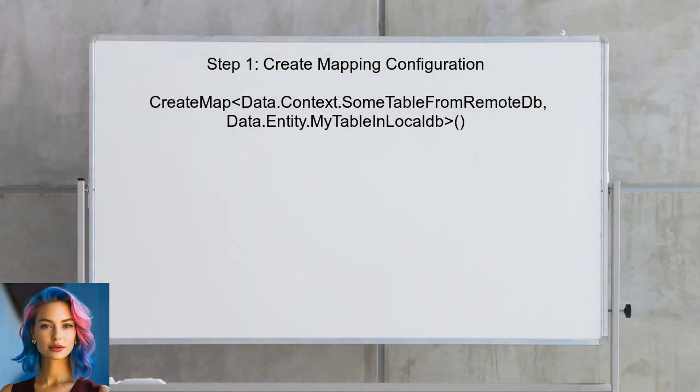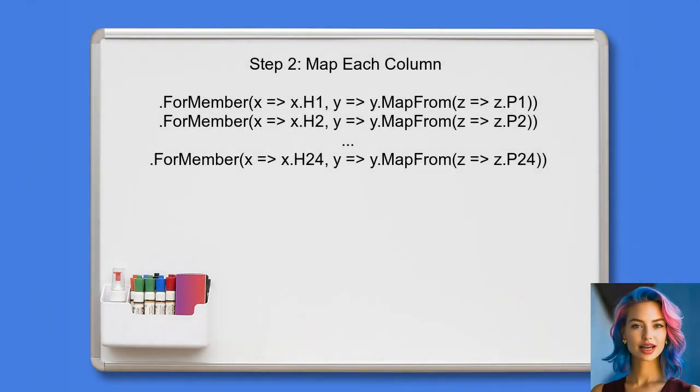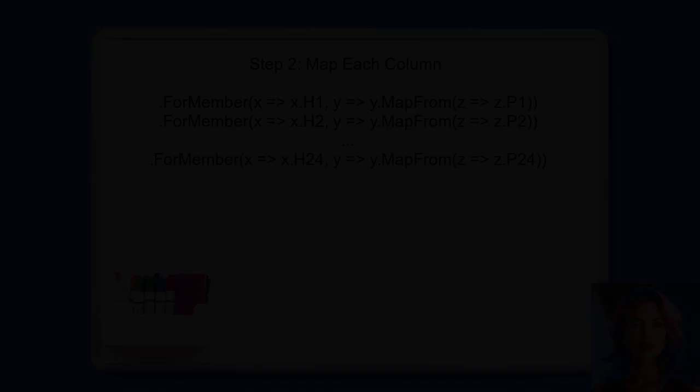To begin mapping the remote database columns to the local database, the user should first create a mapping configuration using Automapper. This involves defining a mapping between the source and destination types. Next, the user will need to map each of the columns from the remote database to the corresponding columns in the local database. This can be done using the ForMember method for each column.